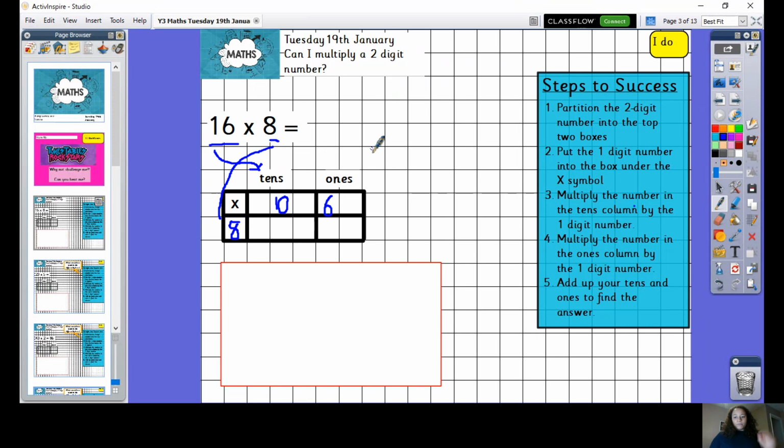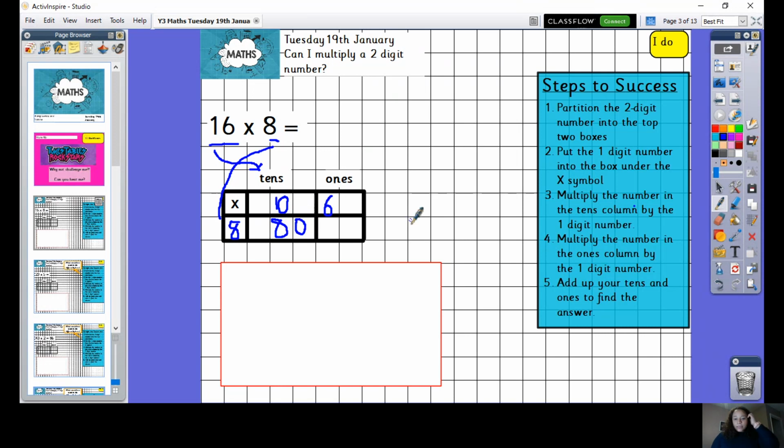Okay, now I can begin step 3, where I actually start multiplying. So for this one, I'm going to be doing 10 times 8. So I know my 10 times tables, but just in case, let's do it together. I'm going to count up in tens 8 times. So I'm going to go 10, 20, 30, 40, 50, 60, 70, and 80. And that is the number that I put into this box here.